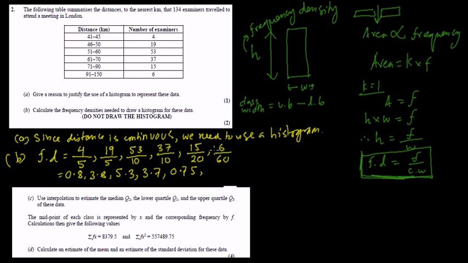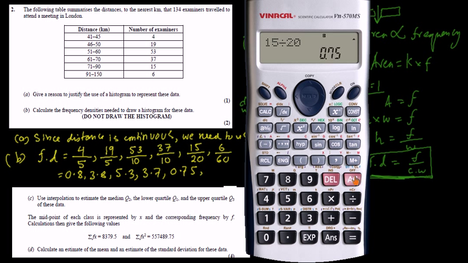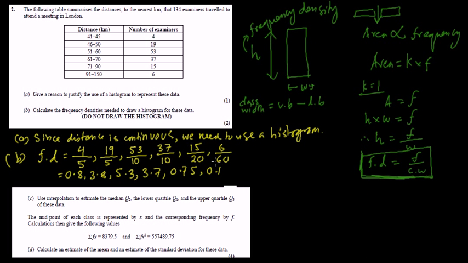6 divided by 60, that should be 6 divided by 60, 0.1. So that's the frequency density, and do not draw the histogram, be careful.